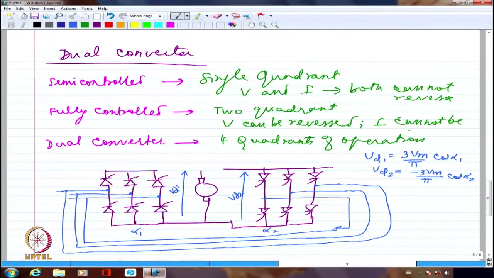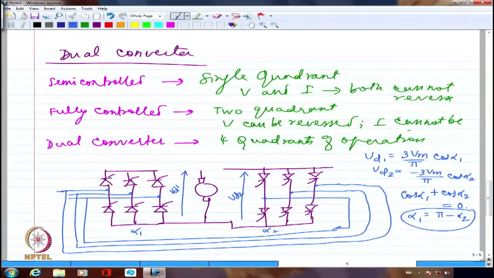These two have to be equal to each other if I don't want flashover, which means cos alpha 1 plus cos alpha 2 equals 0. This gives me the solution alpha 1 equals pi minus alpha 2. So if I am firing one of them at 70 degrees, I should fire the other one at 110 degrees. That's what it means, right? So I have to fire both of them simultaneously but at different firing angles.